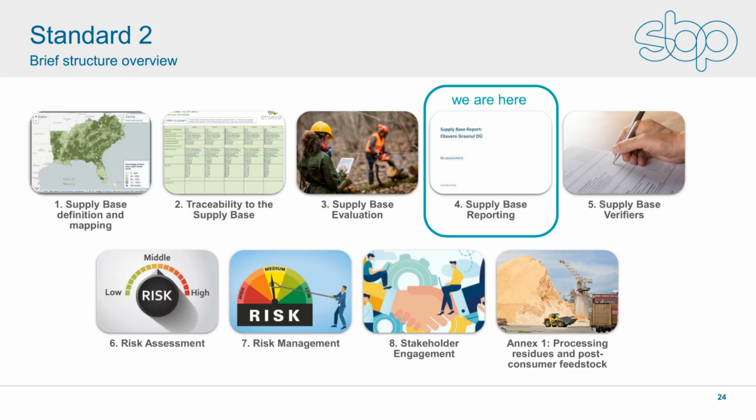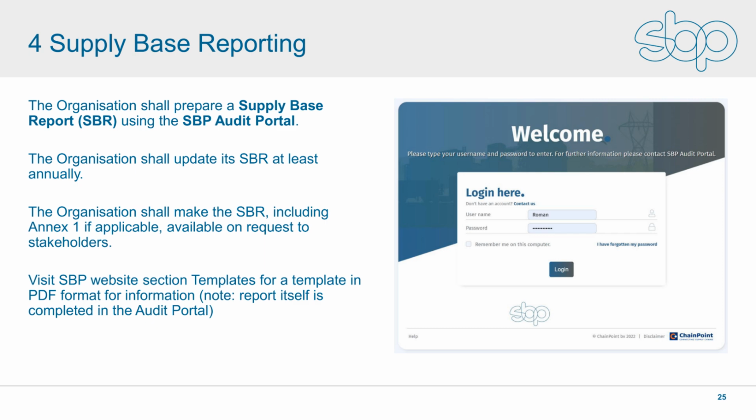Next, Section 4, Supply Base Reporting. The supply base reporting requirements are straightforward. The organization prepares a supply base report, the SBR, using the SBP audit portal. The SBR typically includes a description of the company, the scope and the supply base, a quantification of the supply base, the results of the risk assessments, the risk management plan, the stakeholder engagement process, and the report authors and approval. The SBR must be updated at least annually.